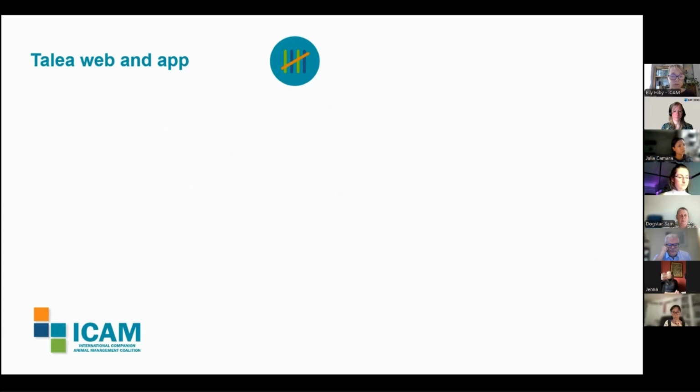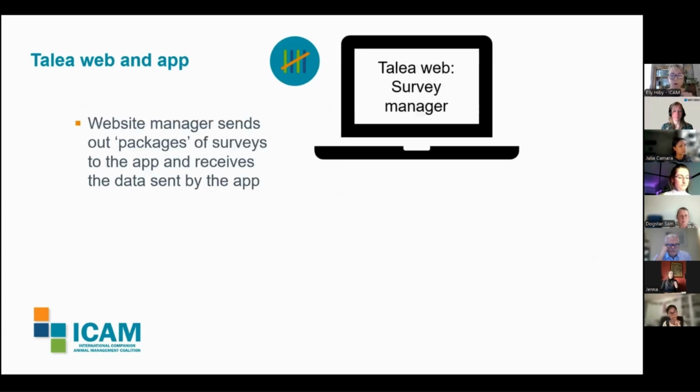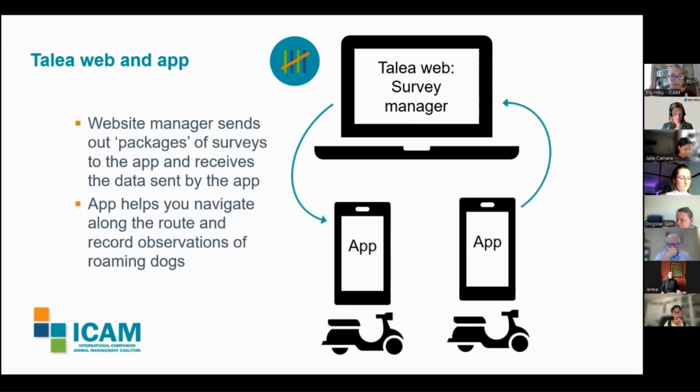So, starting with the structure of Talaya, it's comprised of Talaya Web, which is the website portal where you, in your survey manager role, set up surveys, invite observers, and send them survey packages. Importantly, this is also where you can see and download the data that's been collected. And then Talaya app. This is what your team of observers have on their phone, and they use it to navigate along their survey route or within their survey area, and also to record any animals that they see.